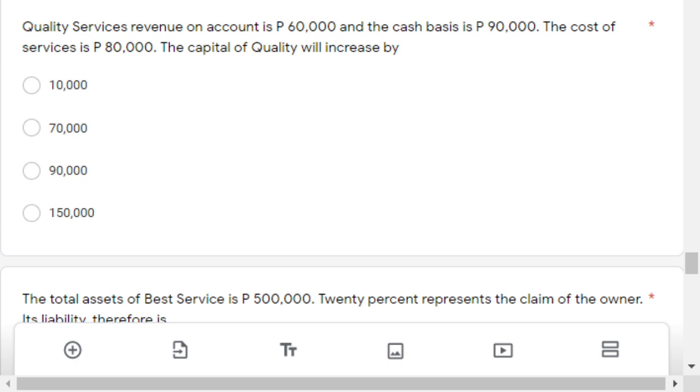Kung merong revenue account na 60 and 90, again, whether cash or credit, we consider that or we recognize that as income. So, 60,000 and 90, that is 150,000 pesos. Ibawas natin yung cost na 80,000. Ibig sabihin, meron tayong net income na or yung increase sa ating capital is 70,000 pesos. Again, 60,000 plus 90,000, that is 150 total revenue less cost of services, 80,000 pesos. Sabihin yung net income natin or yung increase sa ating capital is 70,000 pesos.